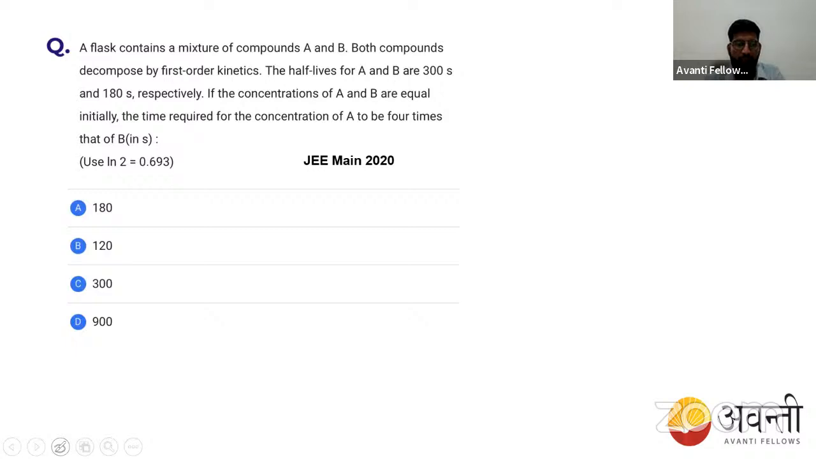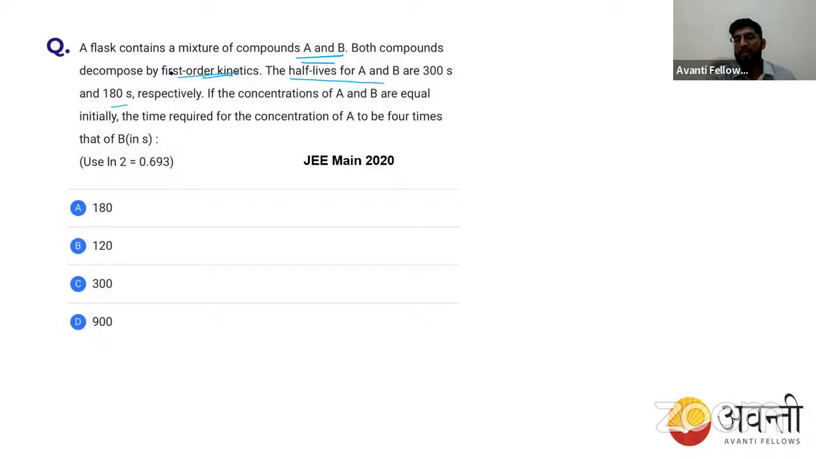Moving forward, very good question again. JEE Mains 2020. The flask contains a mixture of compounds A and B. Both compounds decompose by first order kinetics. The half-life of A is 300 seconds and the half-life of B is 180 seconds respectively.